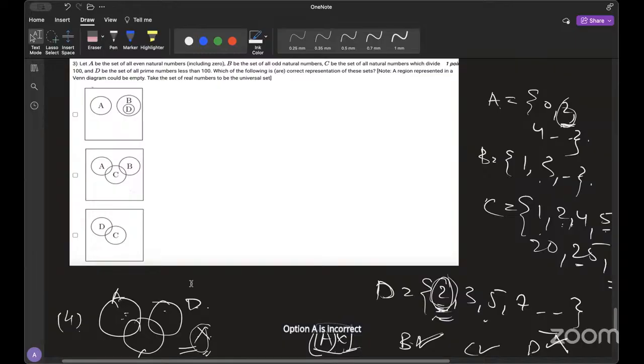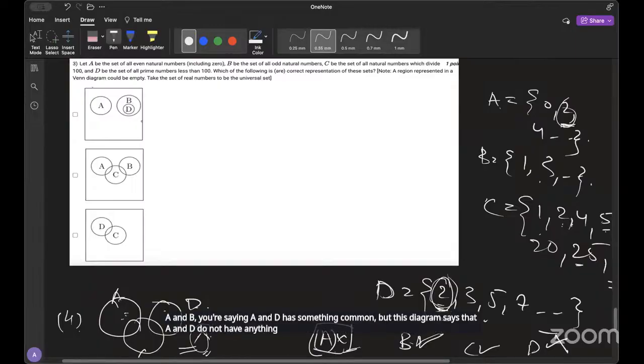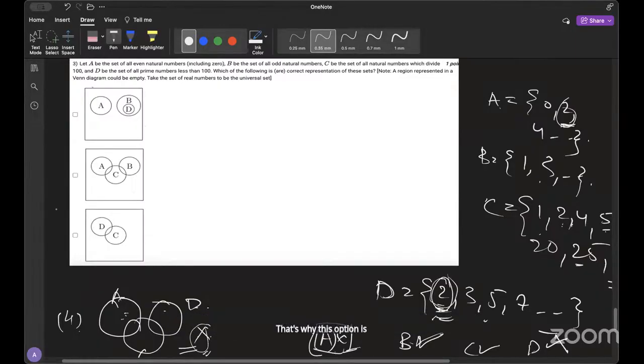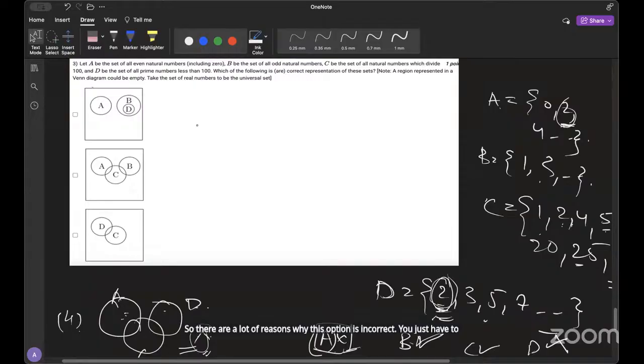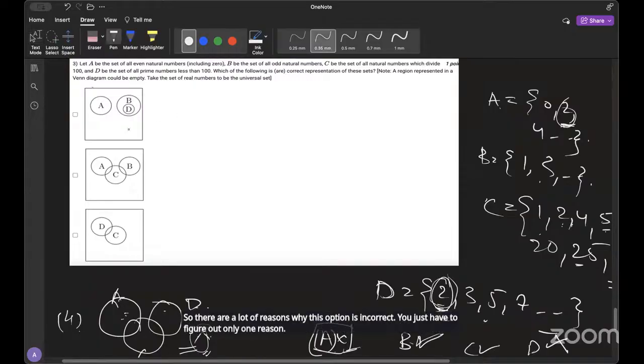Option A is incorrect. You're saying A and D have something common, but this diagram says that A and D do not have anything common. That's why this option is incorrect. Okay, I got it. This also says that D is completely contained in B, which is also not true. So there are a lot of reasons why this option is incorrect. You just have to figure out one reason to disprove this. That's it. You don't have to look for every inconsistency there.